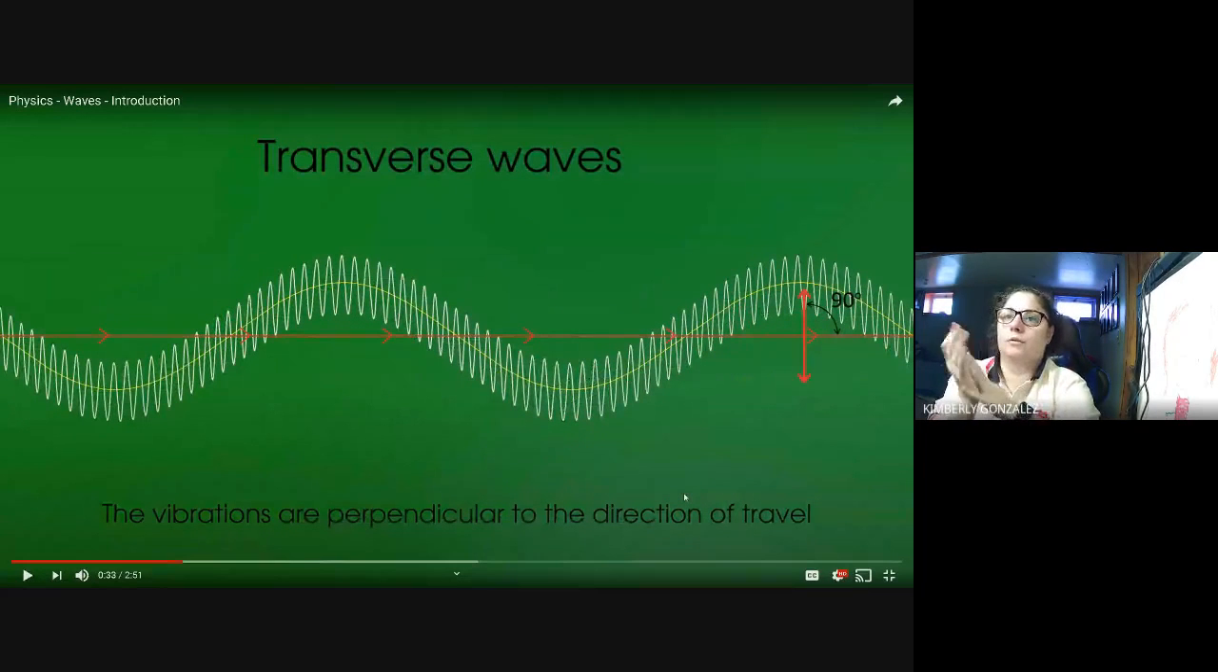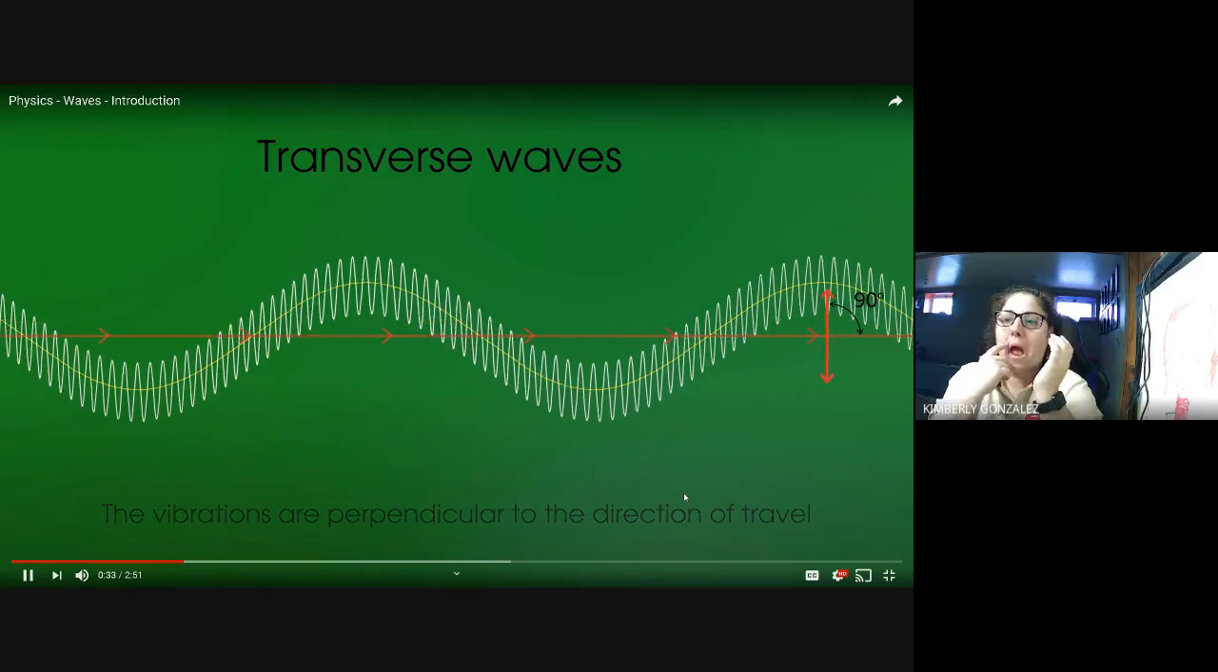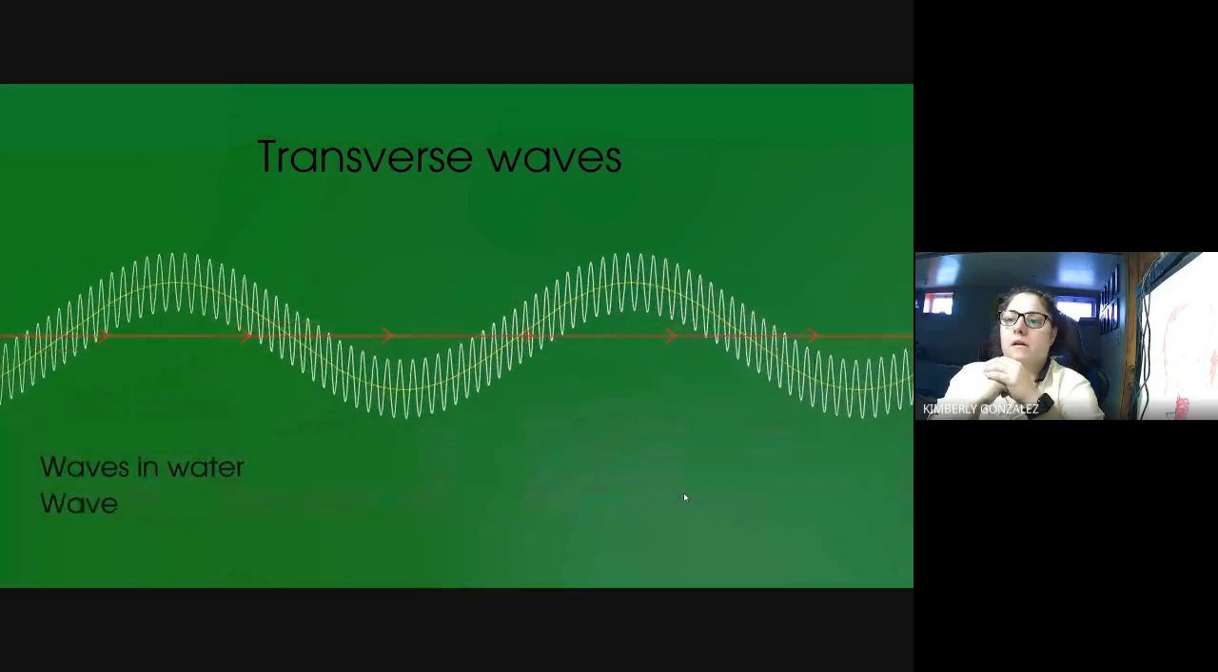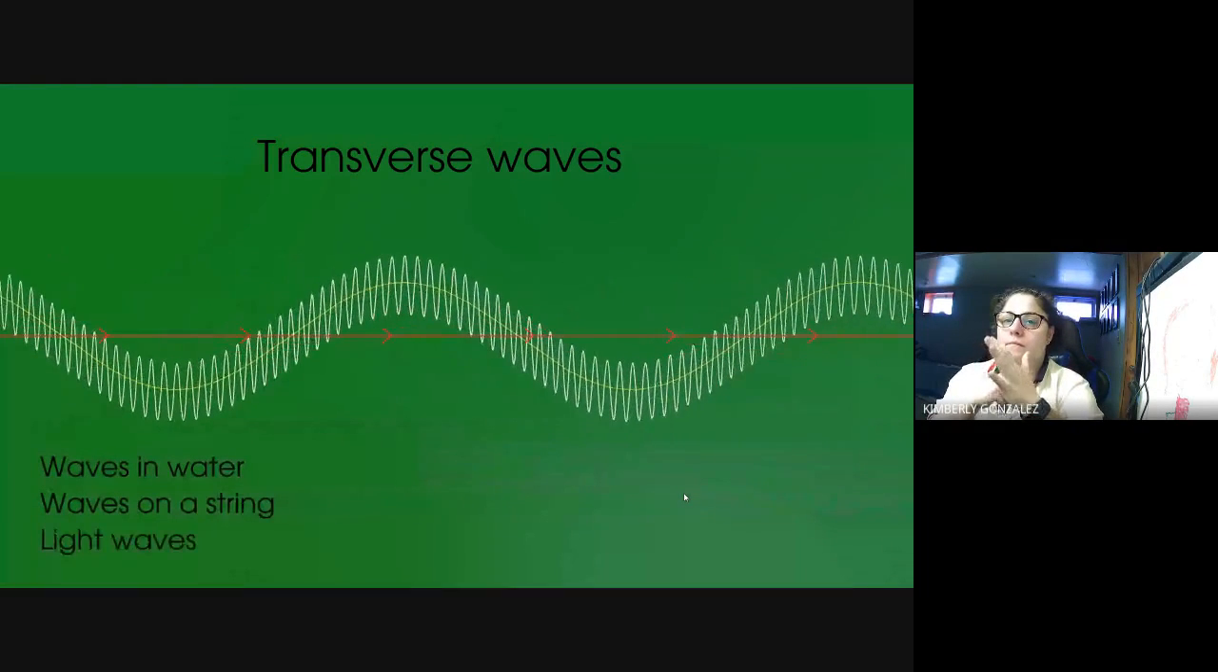All right, we're taking notes. Right, so transverse waves, they are waves that run perpendicular to the direction of travel. And the direction of travel is basically your x-axis, is the best way to think of it. Examples of them are waves in water, waves on a string, or light waves.